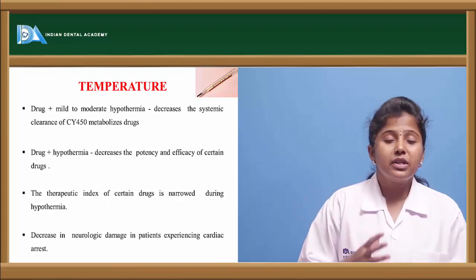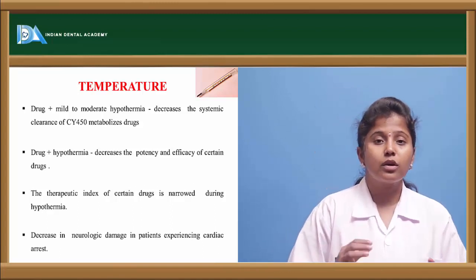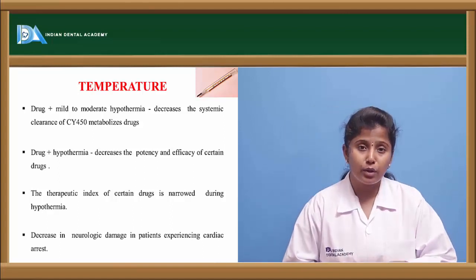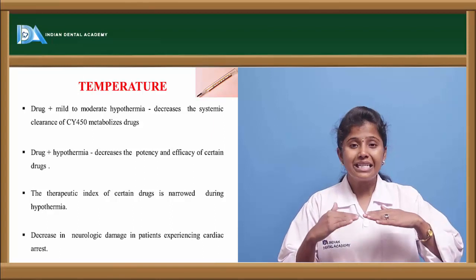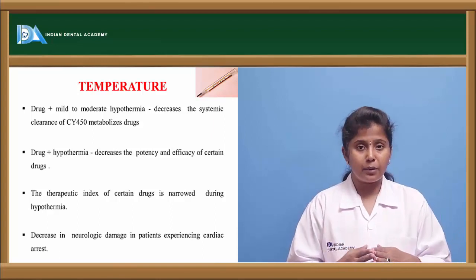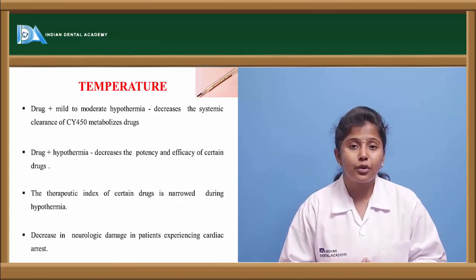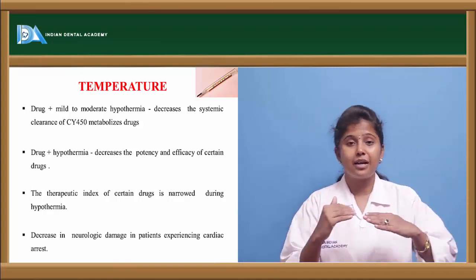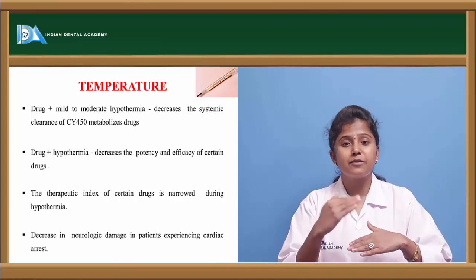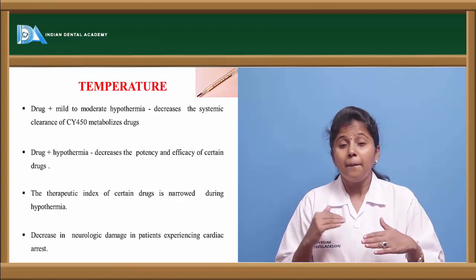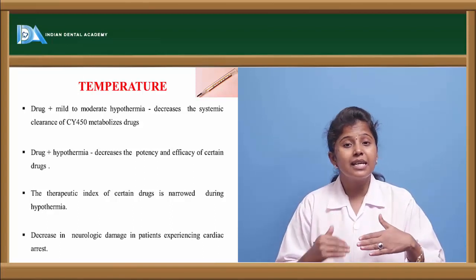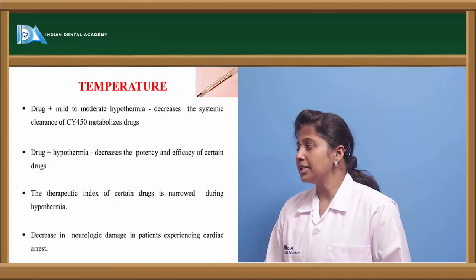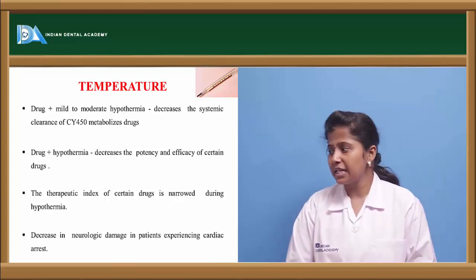And the temperature will also influence the therapeutic index of the drug. The therapeutic index is the region or margin where the drug shows its therapeutic or clinical use. This region can be narrowed because of the temperature. For example, if a drug shows its therapeutic effect at 650 mg, it has to be given strictly, though plus or minus 50 can be acceptable. But if the temperature is there, even an increase of 1 mg in the dose can lead to adverse drug reactions. And a decrease in the neurological damage in patients experiencing cardiac arrest.